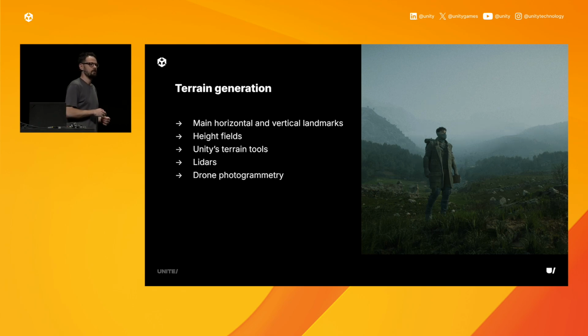So we approached the terrain creation in two different ways. We have environments in the cinematic that are made completely from scratch, and we have environments that are built based on real-world locations. We relied heavily on height fields, and by that I mean some kind of terrain generator. And we combined that with Unity's terrain tools.